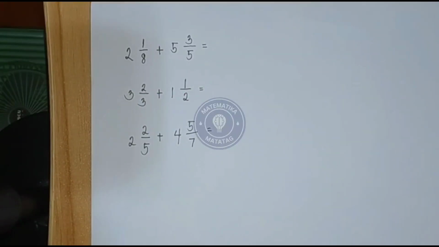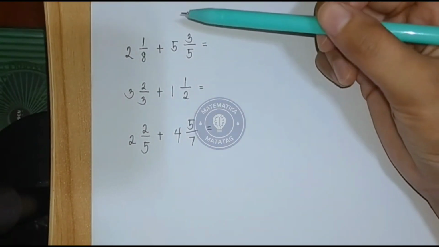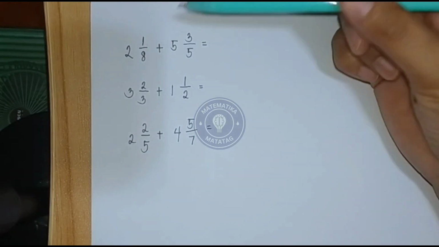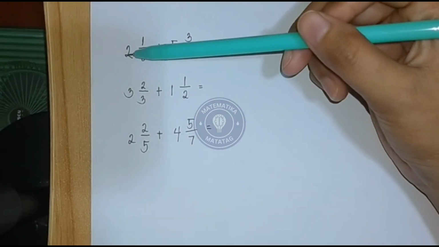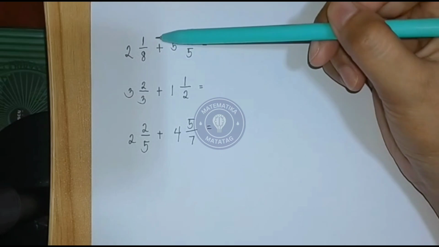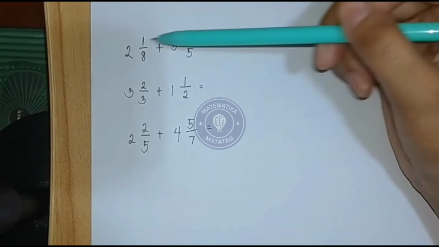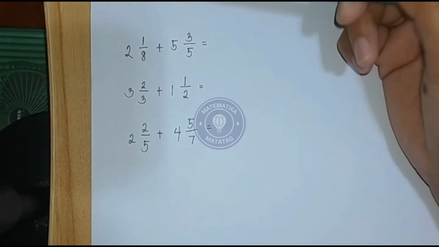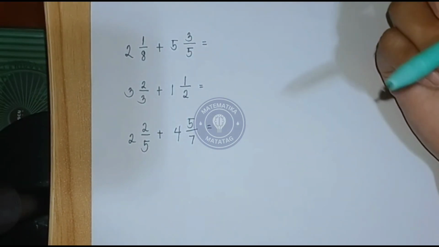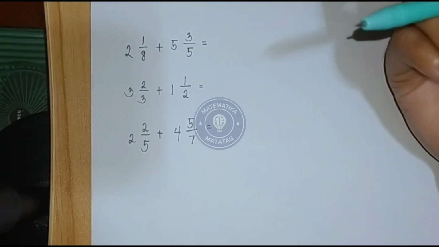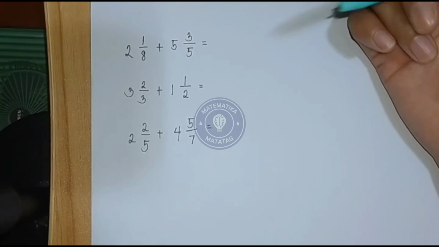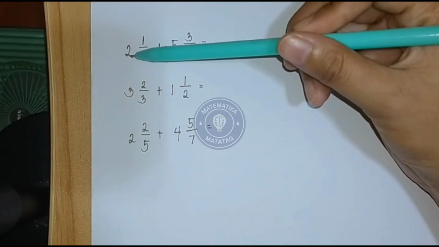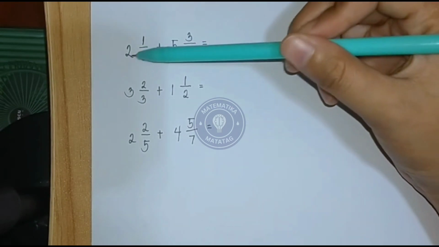Hello again, learners. So today we're going to study how to add mixed numbers or mixed fractions. As you can see, we have here a whole number and a fraction. So how are we going to add mixed numbers with dissimilar fractions? When we go back to the lesson of addition of dissimilar fractions, it is the same way. The only difference is you're going to add the whole numbers.